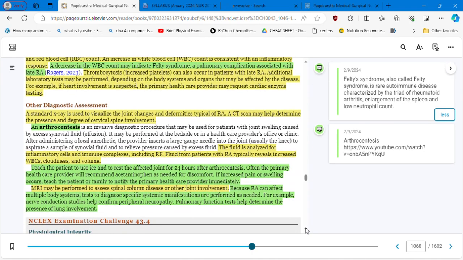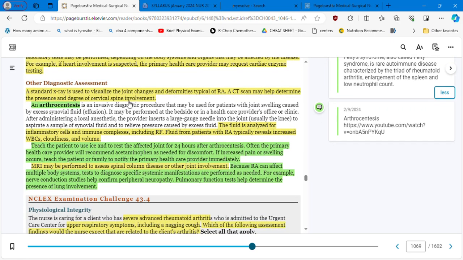Okay, let's continue. Other diagnostics include the standard X-ray to visualize the joint changes and deformities typical of RA. A CT scan may help determine the presence and degree of cervical spine involvement, which is usually common in patients with rheumatoid arthritis. And arthrocentesis, right, is the test. It's an invasive diagnostic procedure that may be used for patients with joint swelling caused by excess synovial fluid effusion.